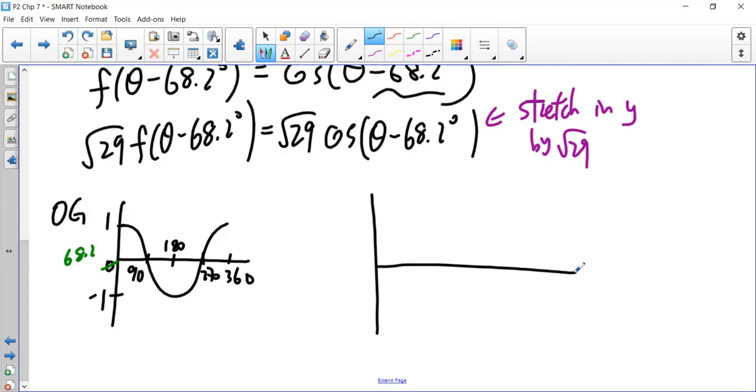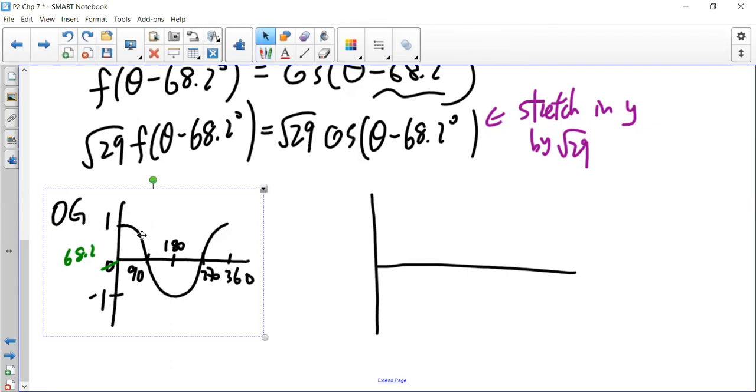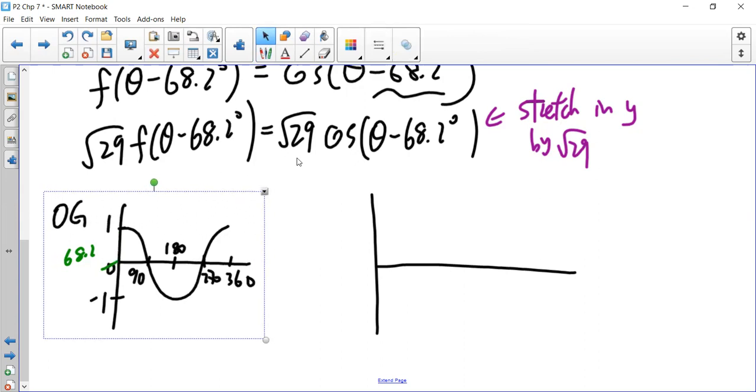So if we move the graph to the right by 2, can I actually do that with technology? Can I just move the curve? No, I can't. So if I move to the right by 2, that means the hidden part on the negative degrees will now come into play. So it will look like this.